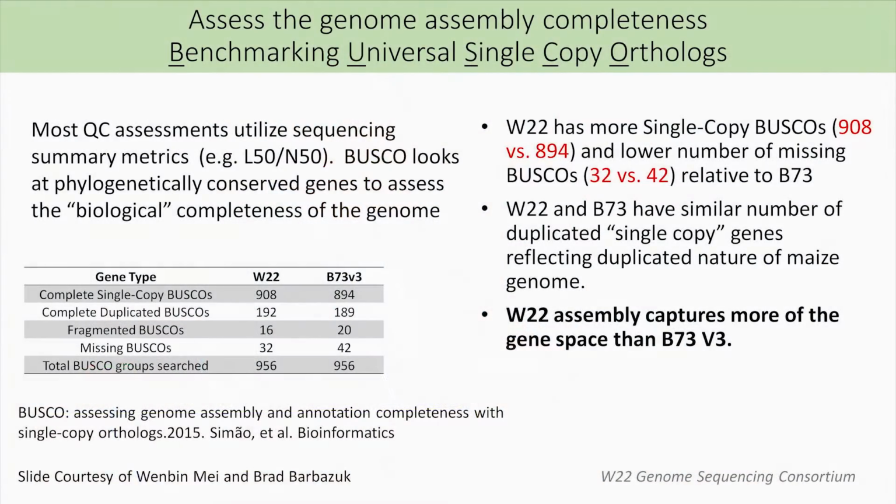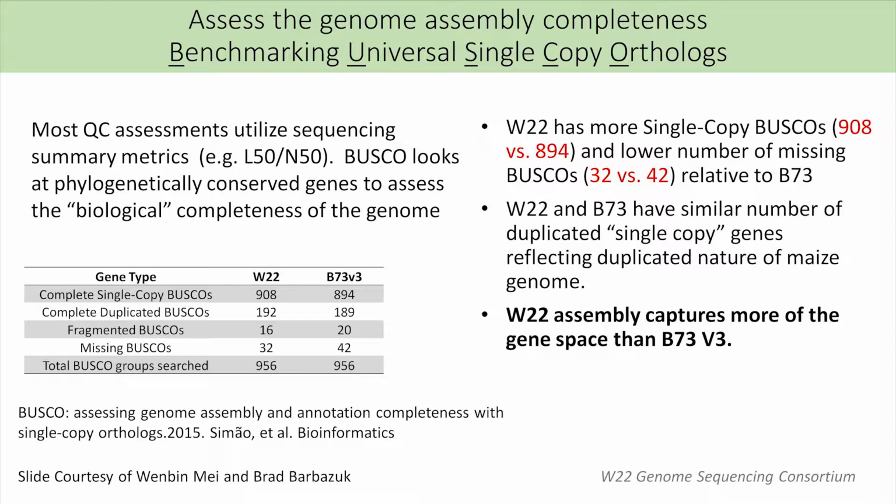So again, as Guy had mentioned, another way of assessing the genome quality is through these BUSCO scores. So it's a benchmarking of the universal single copy orthologs. So this is really just looking at genes that are conserved across all organisms, or in this case, what we looked at is the set of BUSCOs that were present in all plants. So you can think of these as sort of a core set of genes that define plant genomes.